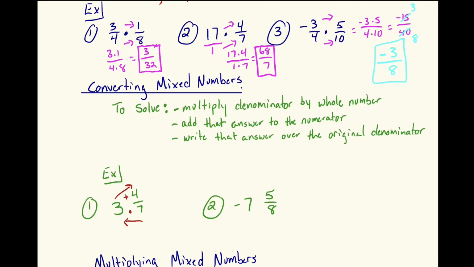So let's see what happens when we do that. 7 times 3 is 21. We add 4 to it to get 25. Now that we've done the first two steps, the last step says take that answer, our final answer, which we found was 25, and write it over the original denominator, which was 7. So I just write 25 over 7, and now I've officially converted that mixed number.